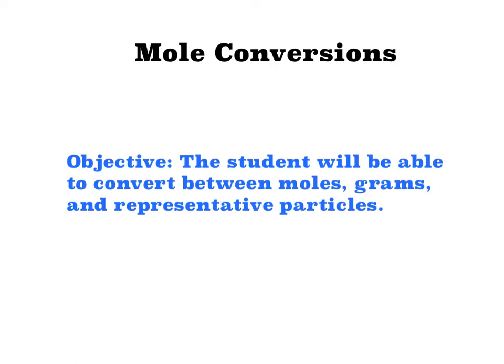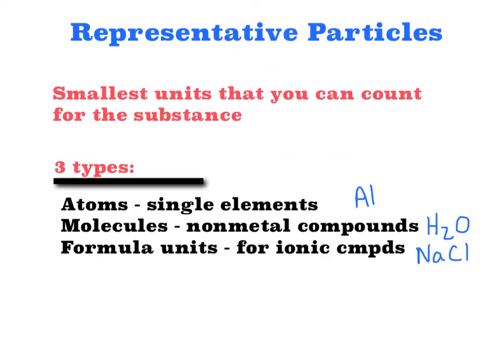Okay, thanks. Well, one of the first things that we have to know about are representative particles. These are the smallest units that you can count for the substance. And there are three types of representative particles. One of them is atoms, and that's for single elements. I've given you an example of a single element that you would get off the periodic table, like aluminum. Another one is molecules, and H2O is a compound that is composed of nonmetals, and so the smallest thing that we could count on the H2Os is one molecule of this. That's one set of H2O.